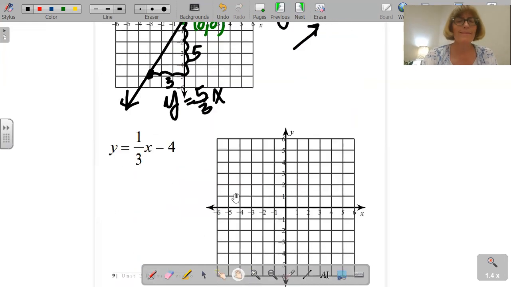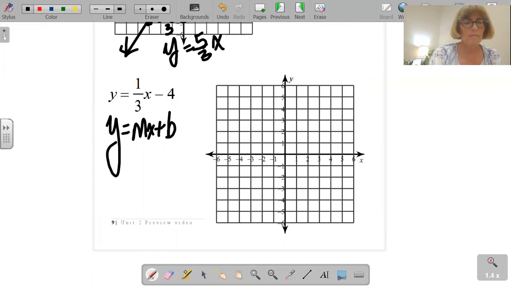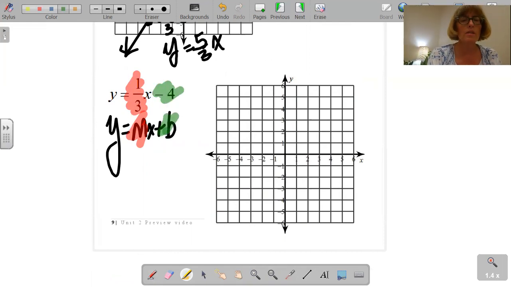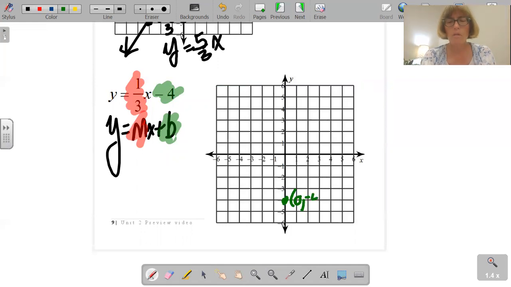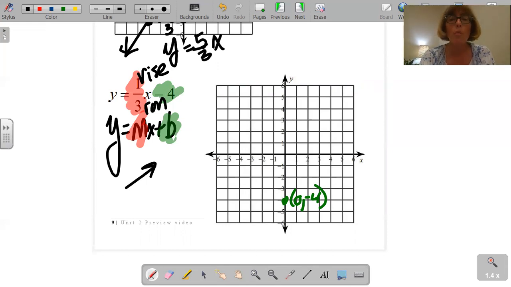Let's try one more. Our slope is 1/3 positive. Our b is -4. So we start right here. Our rise is 1, our run is 3, little baby sketch, and we know it's positive, so it's going to tilt that direction. So we go up 1 from here, run 3, down 1, run 3.